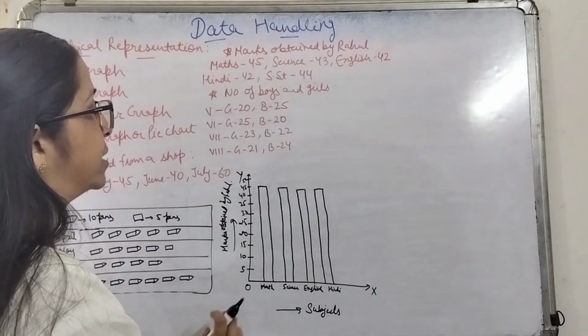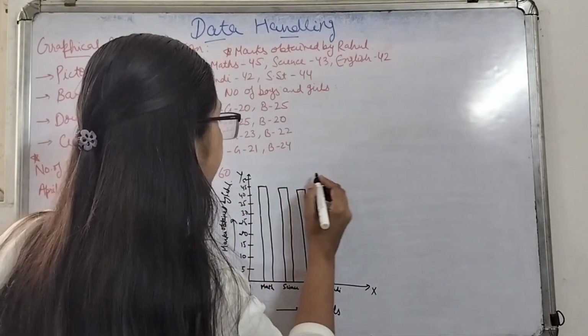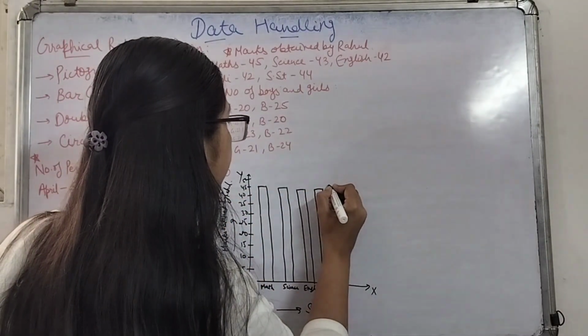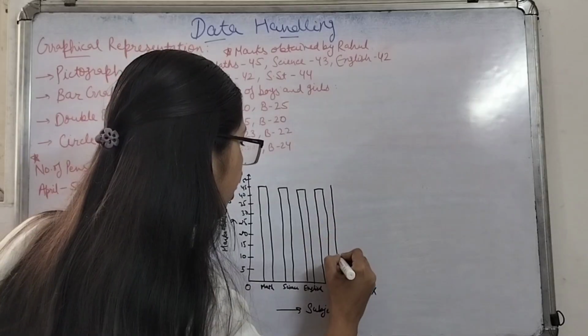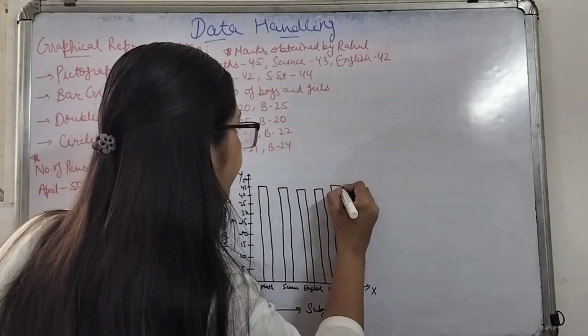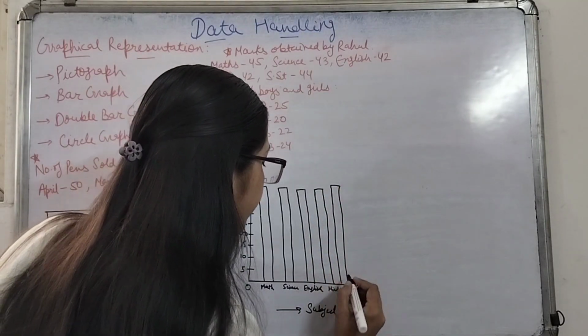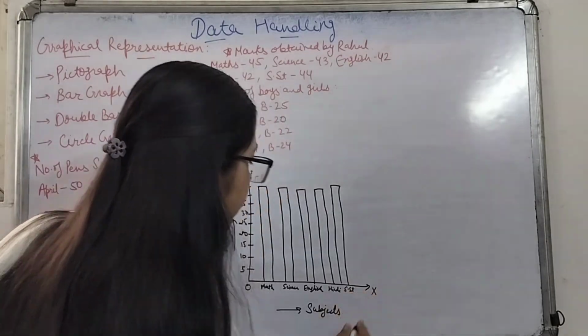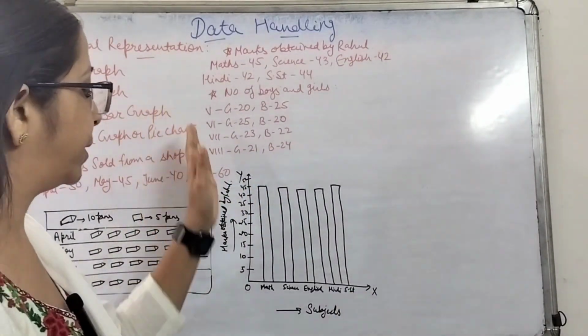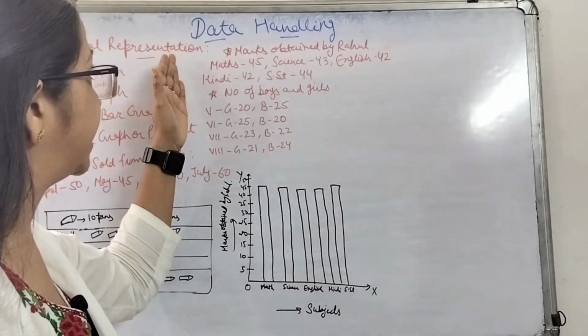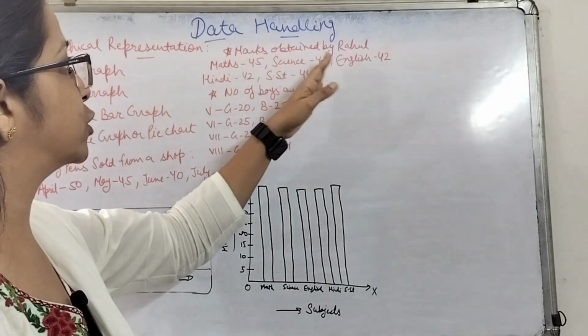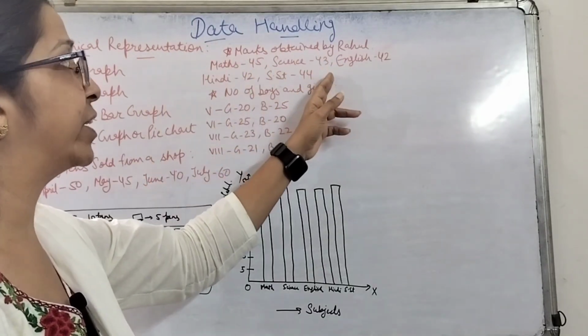Then it comes your SST, that is 44. So it will be somewhere here. So it is 44. This is marks obtained in your SST. So this is how, using your bar graph, we can represent your data. Here the data was marks obtained by any of the student in various subjects.